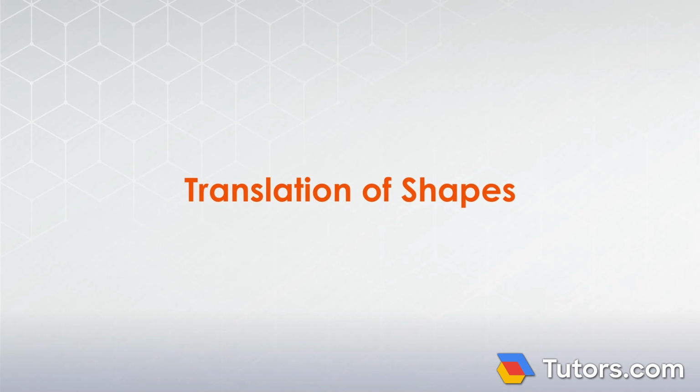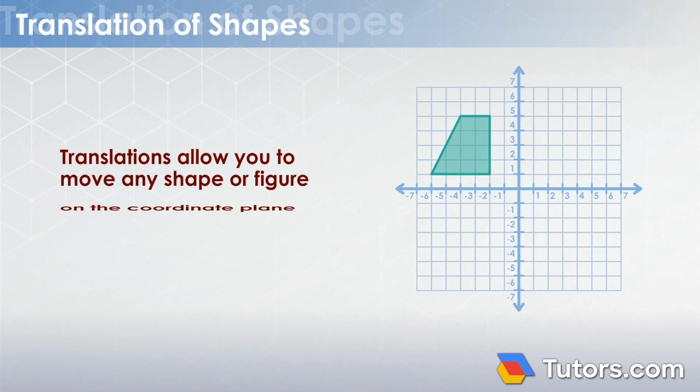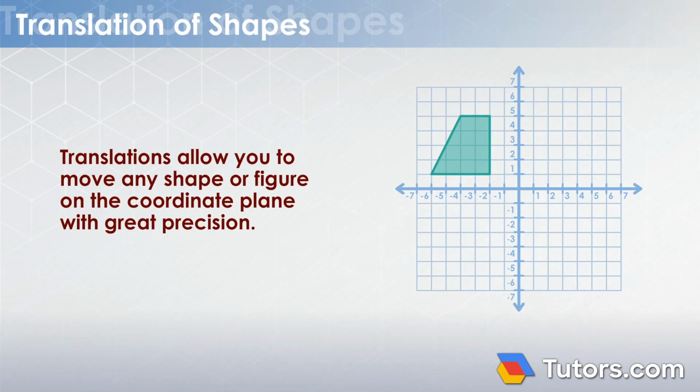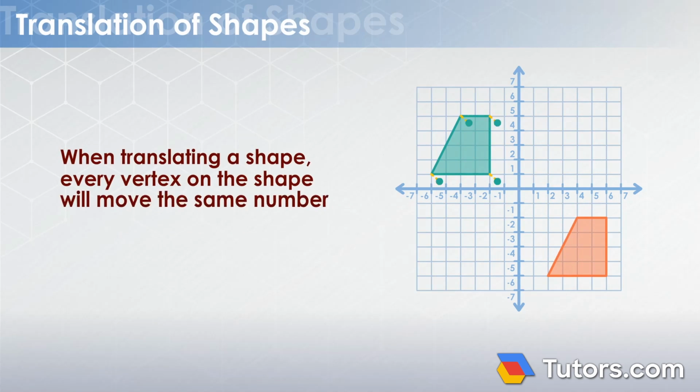Translation of shapes. Translations allow you to move any shape or figure on the coordinate plane with great precision. When translating a shape, every vertex on the shape will move the same number of units.